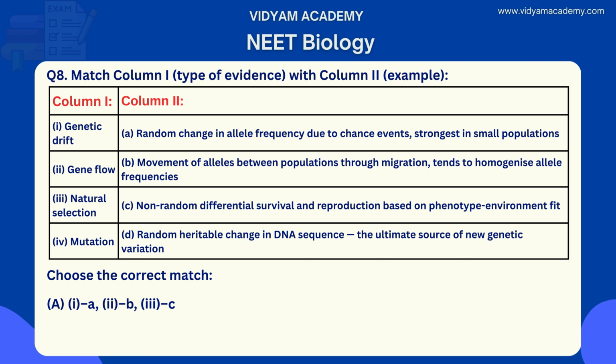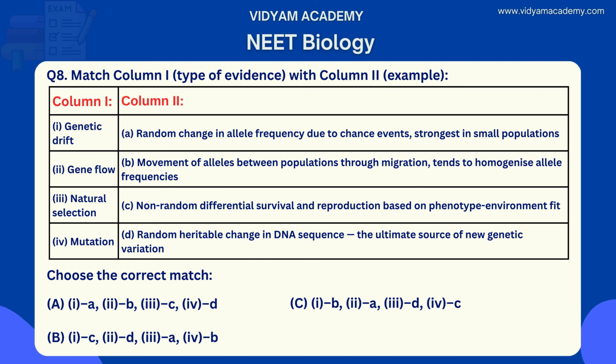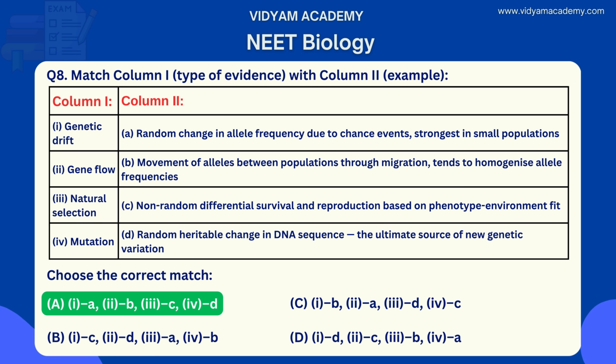Option A, 1A, 2B, 3C and 4D. Option B, 1C, 2D, 3A and 4B. Option C, 1B, 2A, 3D and 4C. Option D, 1D, 2C, 3B, 4A. So what is the right answer for this question? The right answer is option A, 1A, 2B, 3C and 4D.